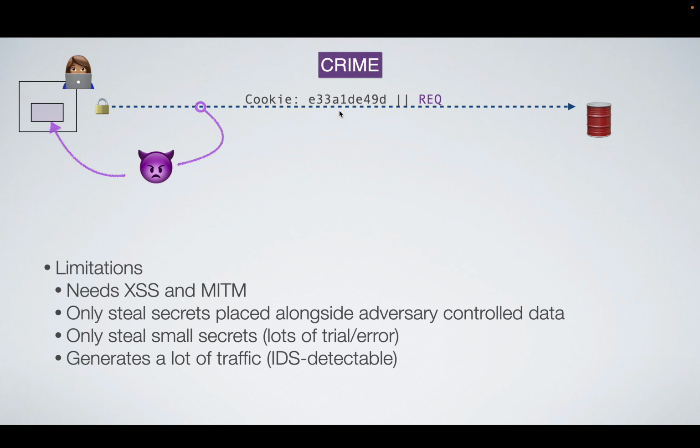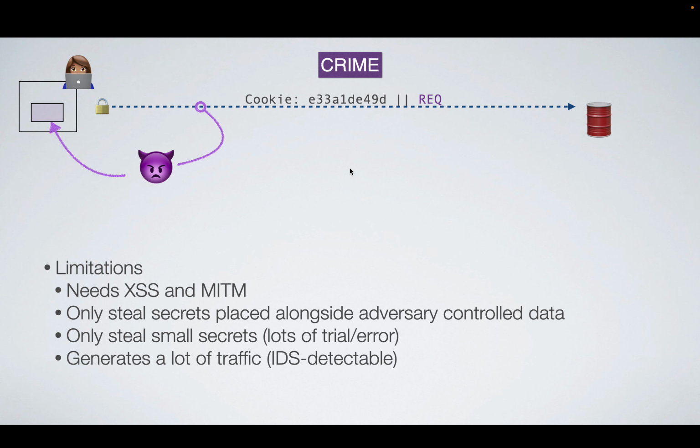You can only steal secrets that the adversary can create, okay? So she's creating these connections, and the connections contain the cookie, okay? So she couldn't steal data that just happens to be sitting on this website, for example, okay? And then there's a lot of trial and error, okay? So you got to try a lot of different things, and so you can only steal small secrets. Now, cookies tend to not be that long. They're a couple bytes long, and so a cookie is something that is conceivably stolen, okay?